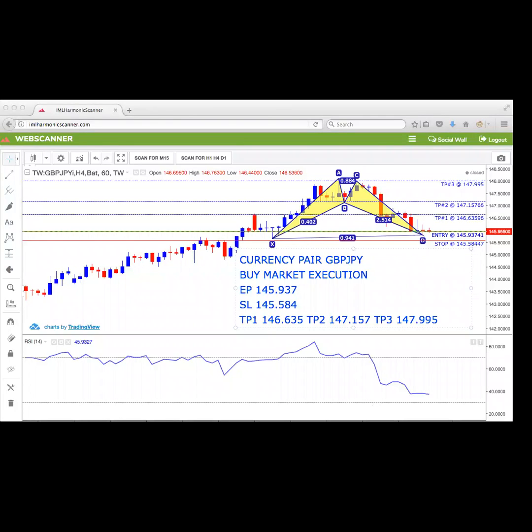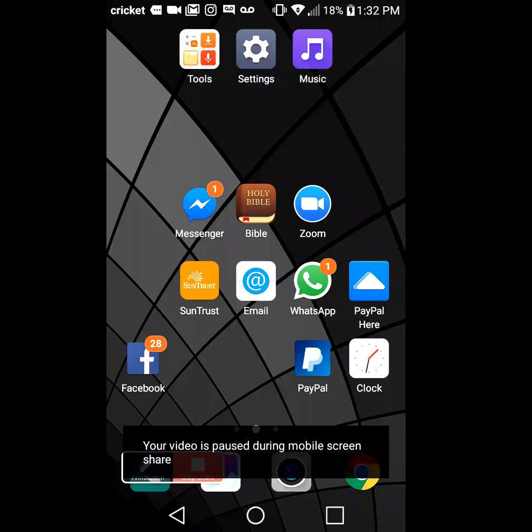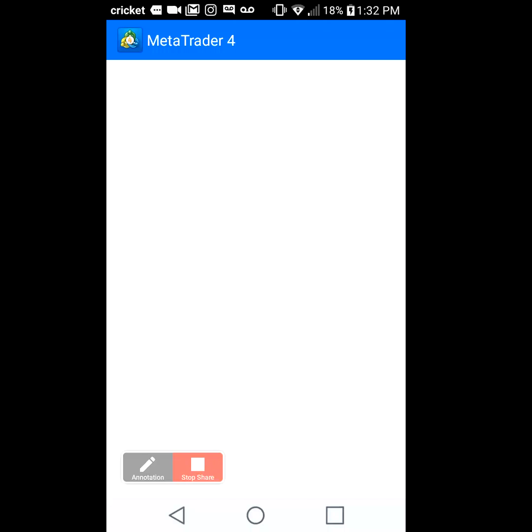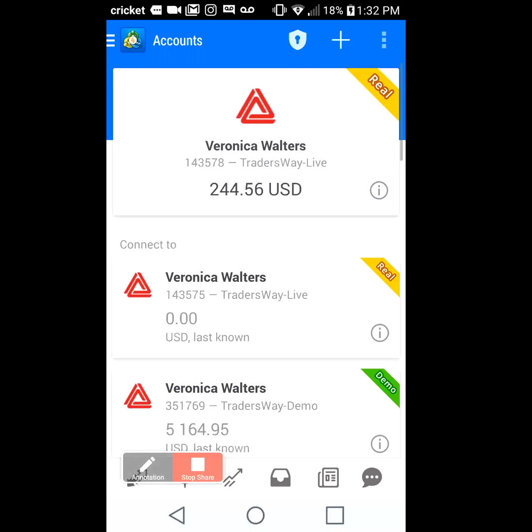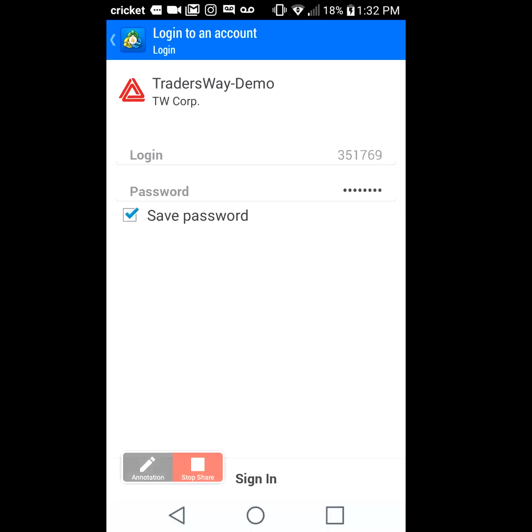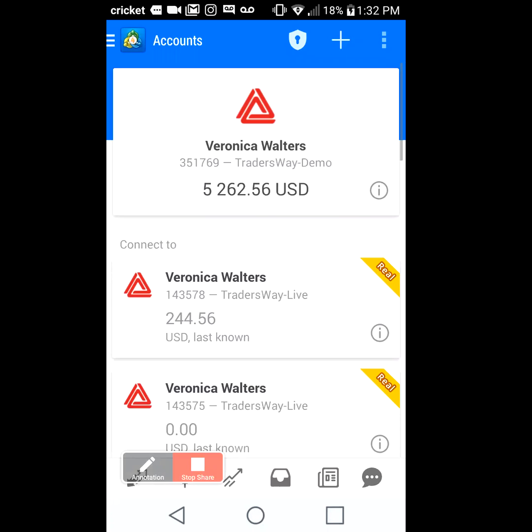So here we go. I'm going to stop this share and share from my phone. Now I'm going to go to MetaTrader 4. I'm going to go into my demo account.